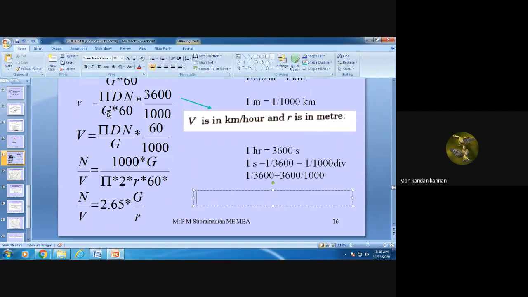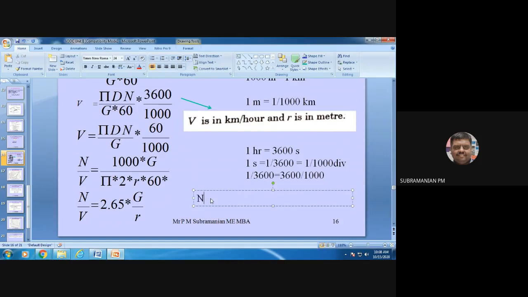By 60, what will happen? This 60 and 3600, you can cancel it. 60 is nothing but what? 3600 will be 60 into 60, so one 60 is getting cancelled. 60 by 1000. Now see, I need a relation between N and V.